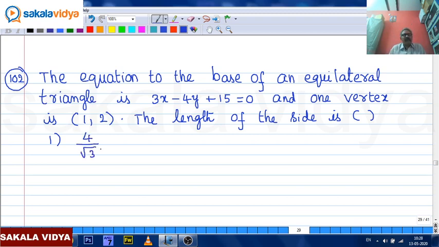The options are: first, 4 by root 3; third option is root 3 by 4; and this is 2 by root 3.